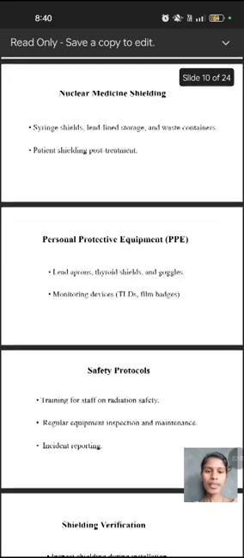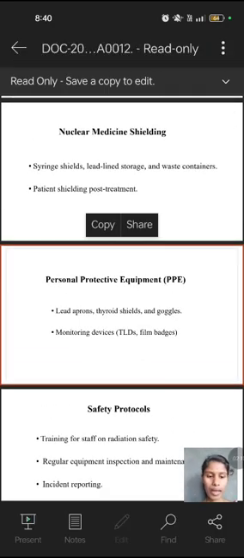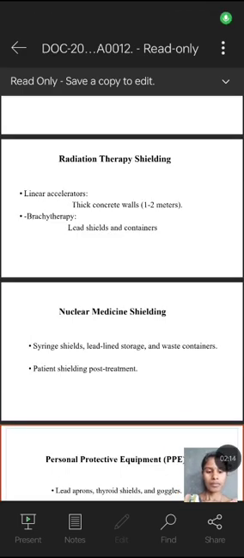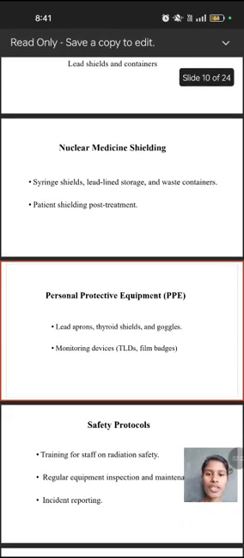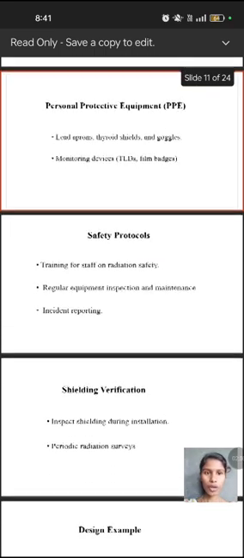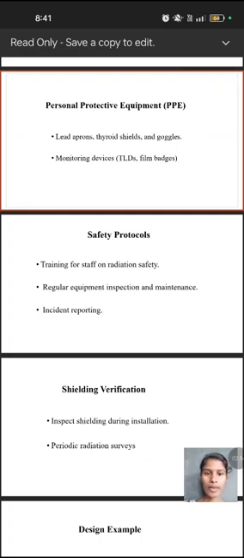Then the nuclear medicine shielding is syringe shields, lead-lined storage and waste containers. The patient shielding is post-treatment. Then the personal protective equipment, PPE, is lead aprons, thyroid shields and goggles. The monitoring devices are like TLDs and film badges.